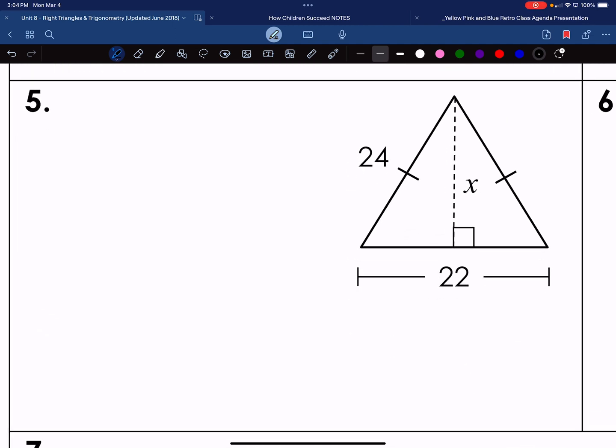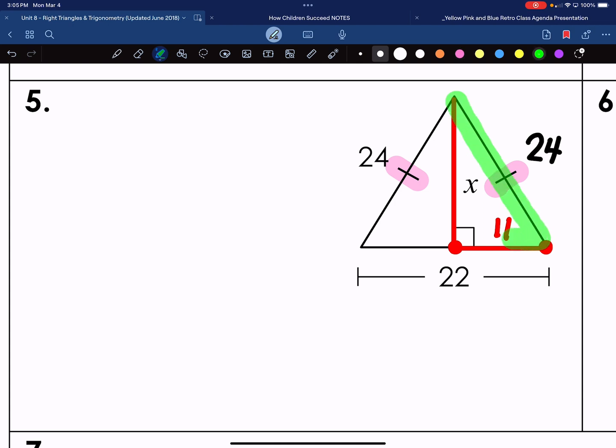On number 5, they give you this triangle. It's isosceles. The reason we know it's isosceles is because it has these little tick marks. So if the piece on the left is 24, that means the piece on the right is how much? Good, 24. And then they're asking for x. X is the height of that triangle. We know that all the way across is 22, but halfway across, from here to here, is how far? 11. That's important, because I want to focus on just half of this.